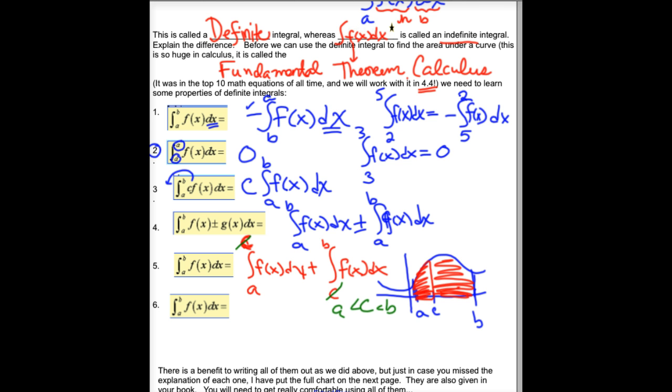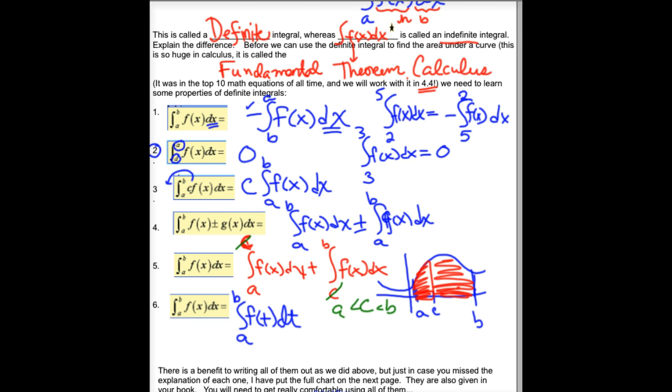The last one we don't use a whole lot, but it actually is kind of important, and that is it doesn't matter what your variable of integration is, whether you call it t, x, u, w, that's equal. So the variable's name doesn't really matter. It never really has in our work.